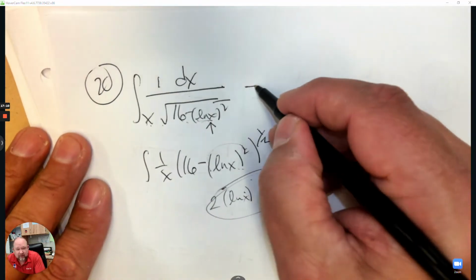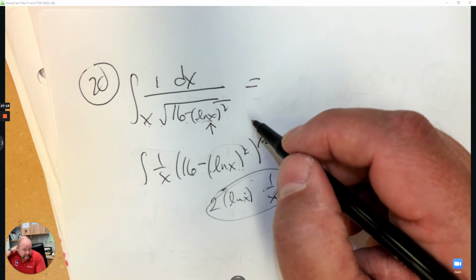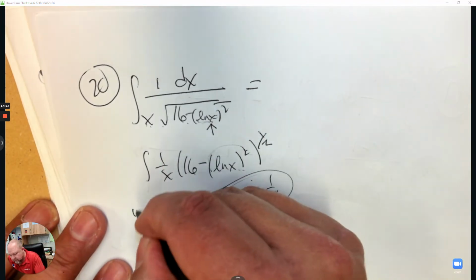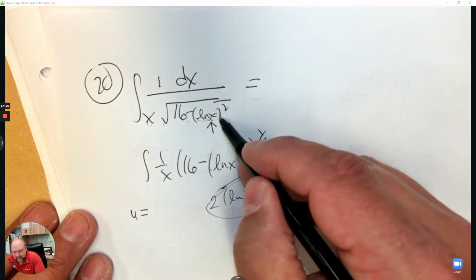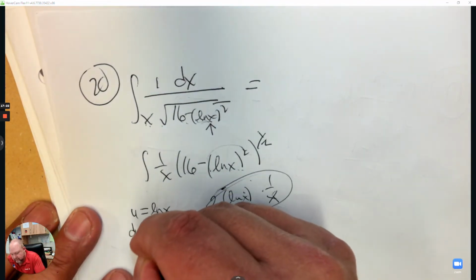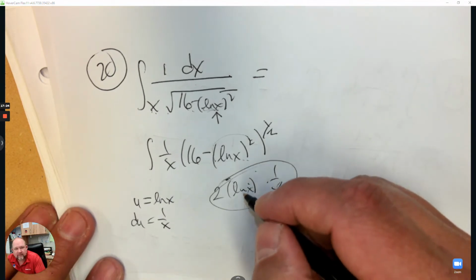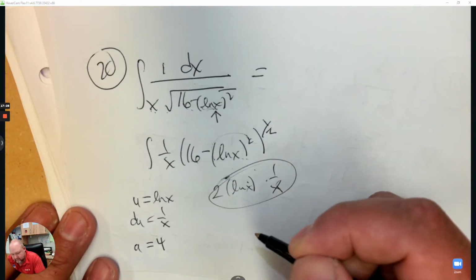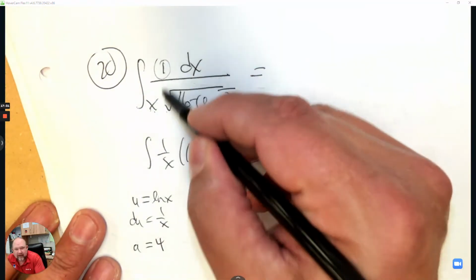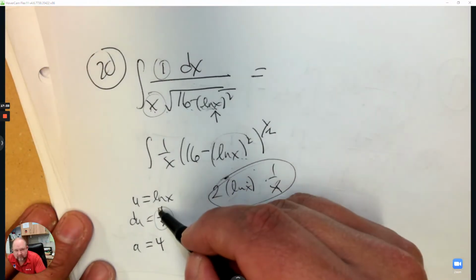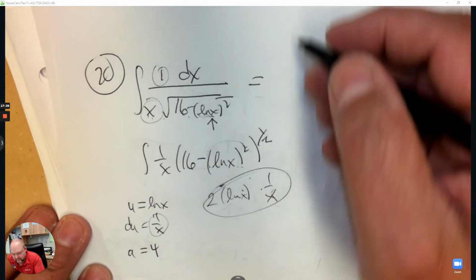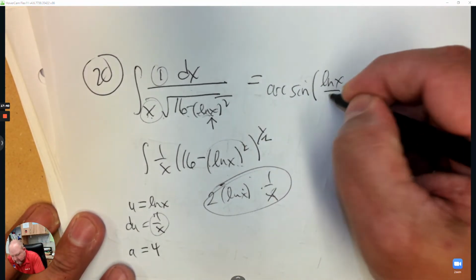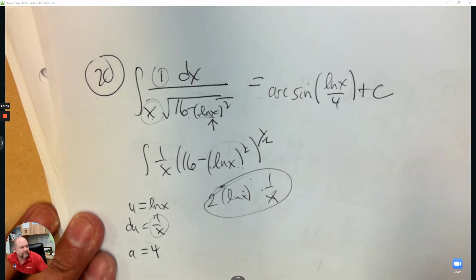So when I look at it more carefully, it is in the form of sine, and it's okay to go in a different direction and then rethink it. So u, in that case, would be ln x, and the derivative of u is 1 over x. A would be the square root of 16. And I want you to notice we already have 1 over x as the hook. So this is ready to go. And the answer is arc sine u over a plus c.